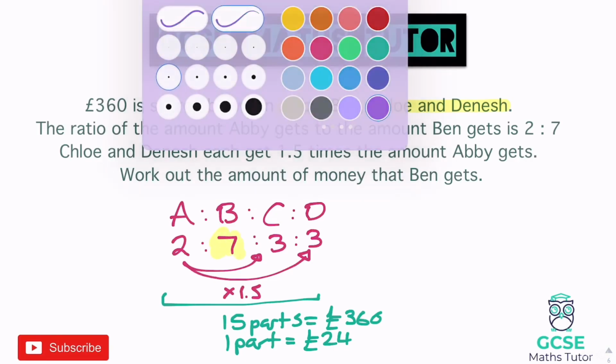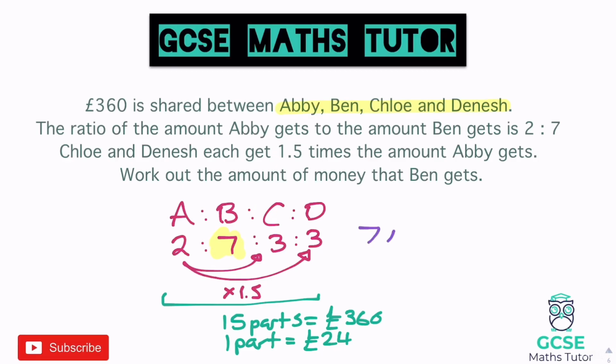So if Ben's going to get 7 of them, Ben gets 7 lots of the £24 that's going to be in each pile. So 7 times 24 gives us a final answer of £168. And there we go, there's our final answer.